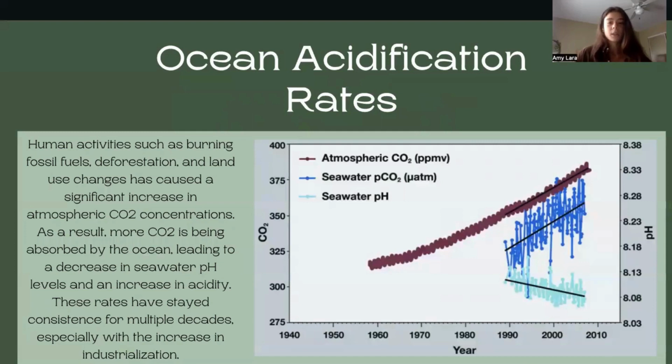Looking into the ocean acidification rates, we can see that human activities such as burning fossil fuels, deforestation, and land use changes have caused an incredible increase in atmospheric CO2 concentration. As a result, more CO2 is being absorbed by the ocean, leading to a decrease in seawater pH levels and an increase in acidity. These rates have stayed consistent for multiple decades, especially with the increase of industrialization. Since the beginning of the industrial era, the ocean's pH has decreased from 8.2 to 8.1, as you can see from the chart on the right. This has been an increase in ocean acidity by over 30%.